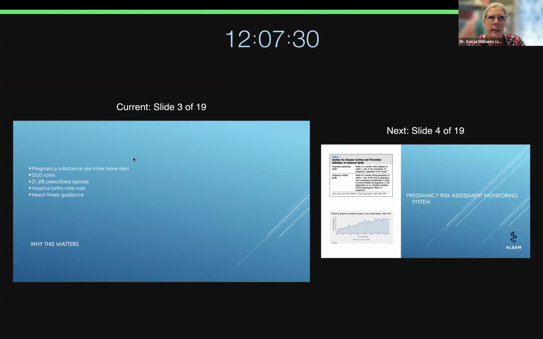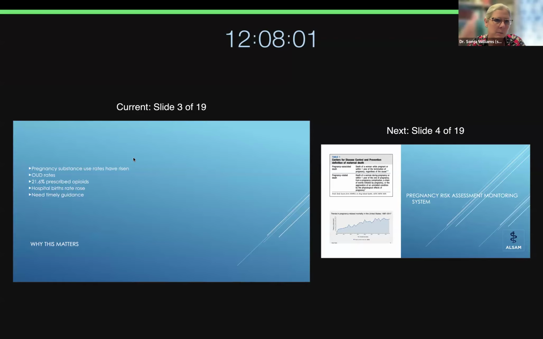So when we're looking at why this matters, we know that pregnancy substance use rates have definitely increased over the last 10 years. I know most of you have been experiencing that in your practices and noticing that in the hospital. It's not just something you're noticing, that's definitely in the statistics. The OUD, or opioid use disorder, rates have increased, and the number of prescribed opioids had increased significantly.